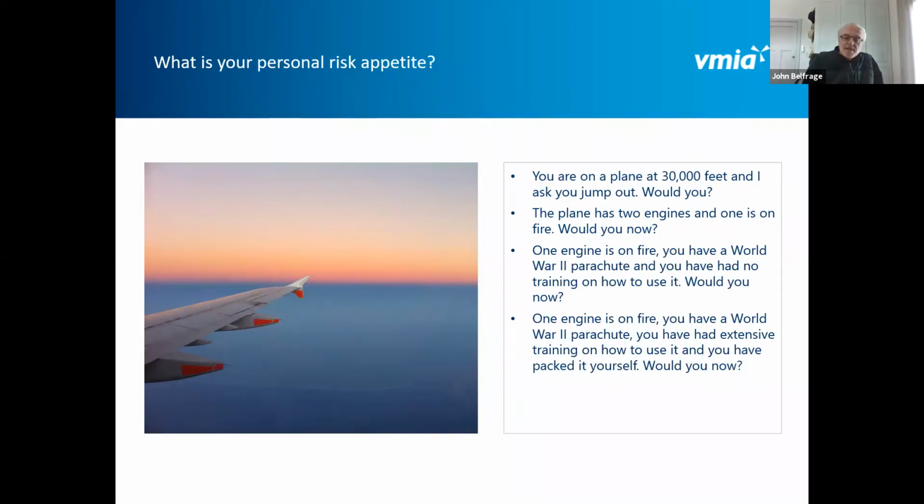You notice still that the engine's still on fire. You have that World War II parachute. You have had extensive training on how to use it and you've packed it yourself. Would you jump out now? So the point about doing this little deviation, as it were, is that we all have different appetites for risks, risk types and levels of risk in our lives and our businesses.